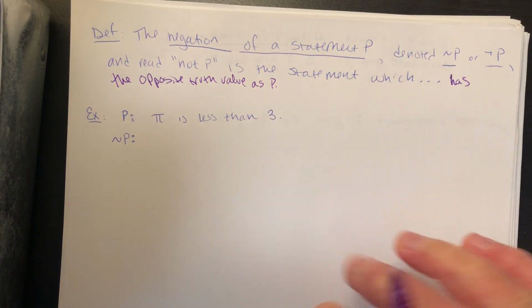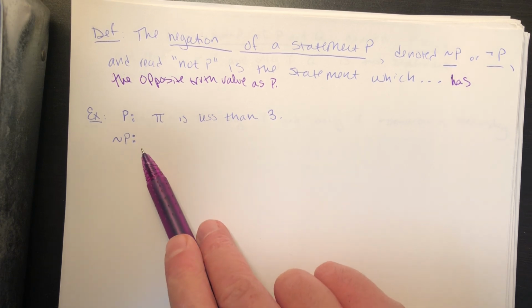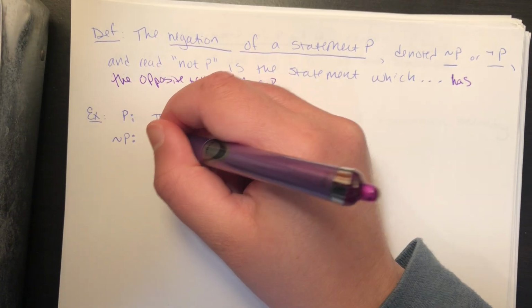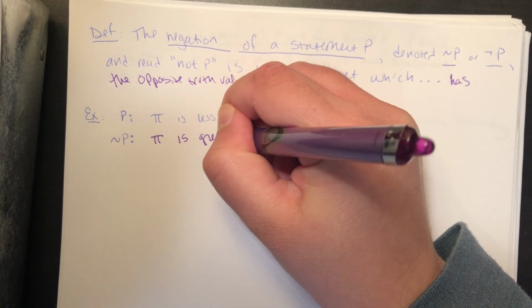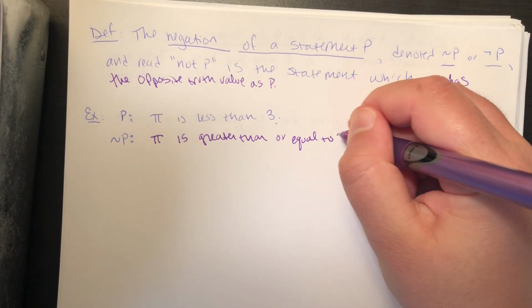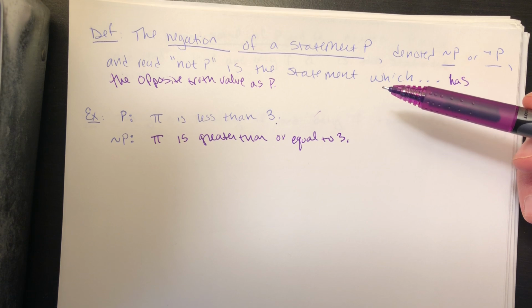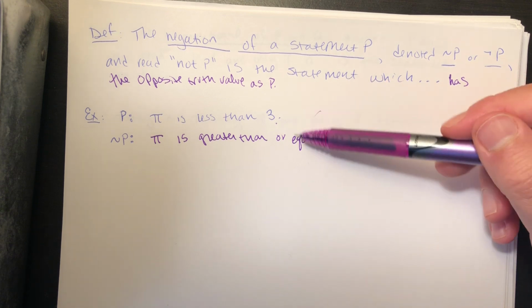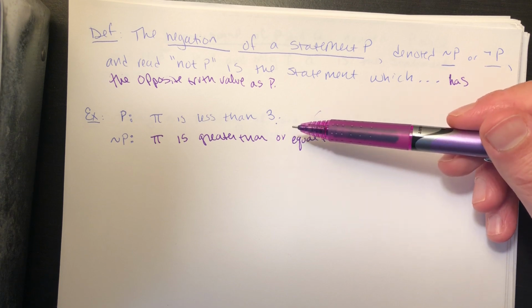Okay, so if we look at the statement P, which says pi is less than 3, the negation of that would be it's not the case that pi is less than 3. But we can rewrite that by saying if it's not the case that pi is less than 3, then that would mean that pi has to be greater than or equal to 3. Okay, notice that any arbitrary statement P has some truth value, true or false. Its negation is going to have the opposite truth value, which means for any two statements of the form P and not P, exactly one of them will be true and the other will be false.